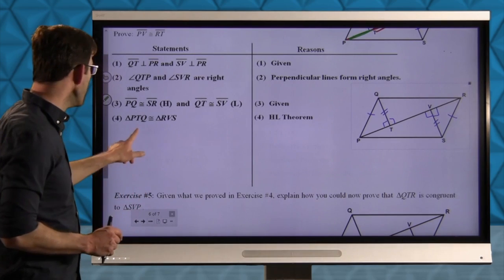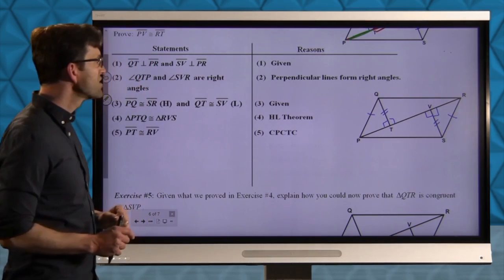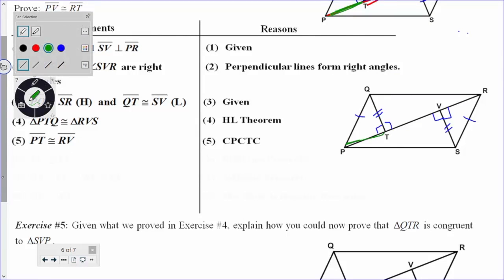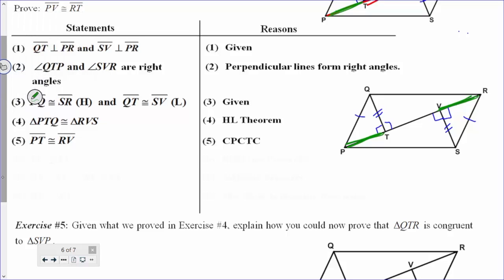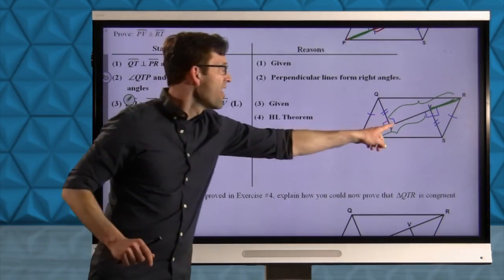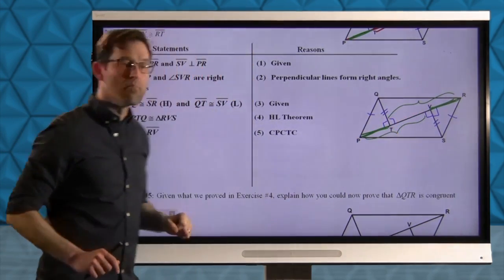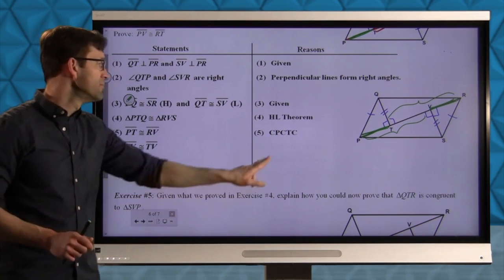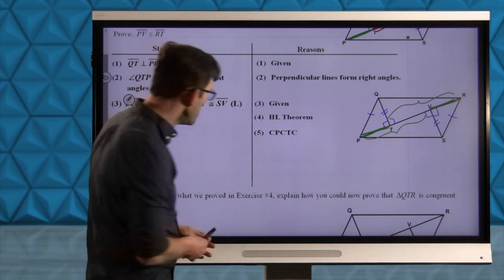And that allows me then to say that PT is congruent to RV. Again, let me just highlight that in green, right? The argument I just did was to build up to the fact that those two segments are now congruent. Okay, but I want this longer segment congruent to this longer segment. And I can do that by simply adding that TV segment in the middle, right? So I say TV equals TV, or TV is congruent to TV by the reflexive property.